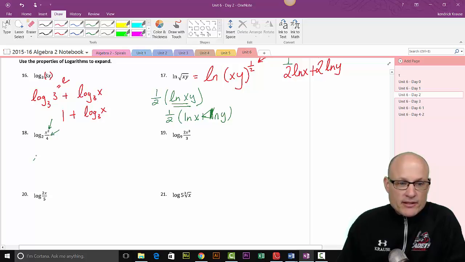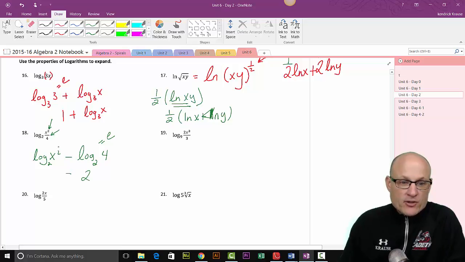So first thing I'm going to do is rewrite this, getting rid of that division. Log of x squared minus the log, oh, I forgot the base, 2. Base 2 of 4. Now remember, this is equal to an exponent. So what exponent would I have to raise 2 to get 4? 2. So this is actually just 2. And then don't forget, this 2 goes out front. So this becomes 2 log base 2 of x.